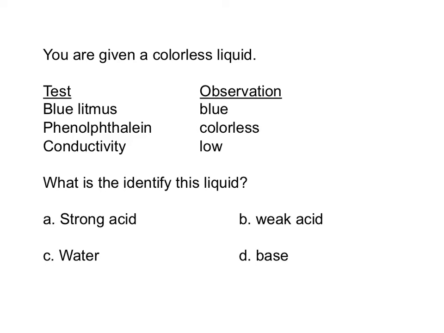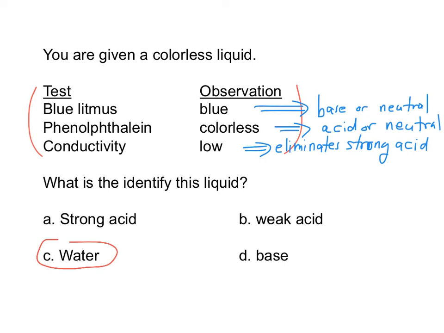You're given a colorless liquid. Perform the following tests and make these observations. Stop the video and identify the liquid. And the answer is water, because the liquid is not an acid or a base, which means it's neutral, and water is neutral and has a low conductivity.